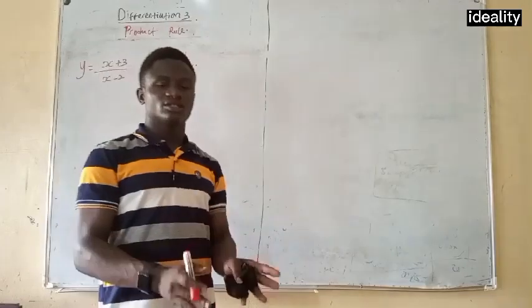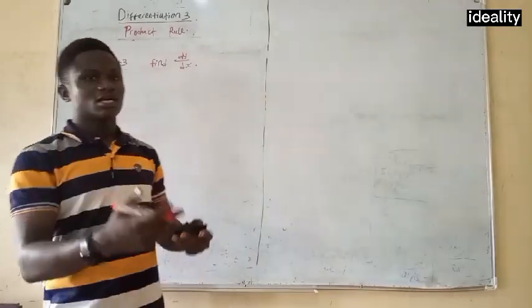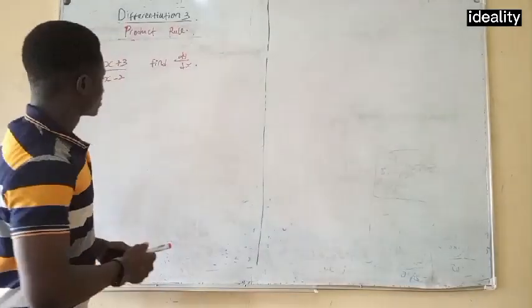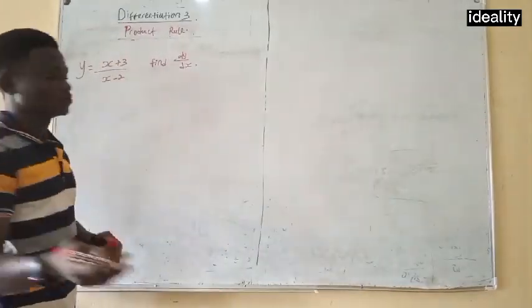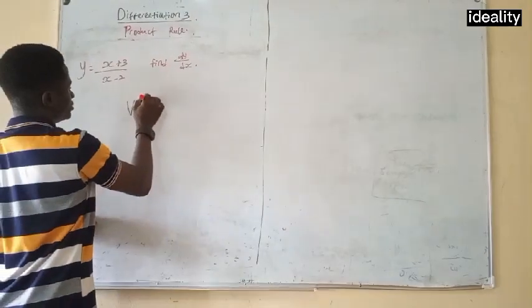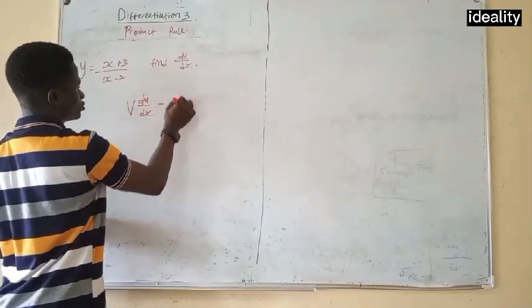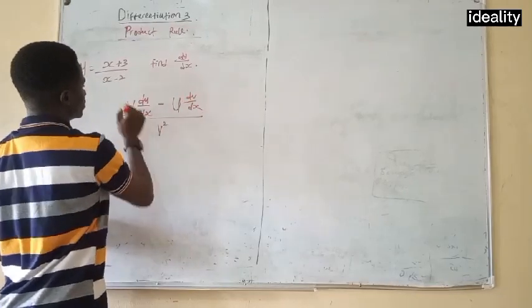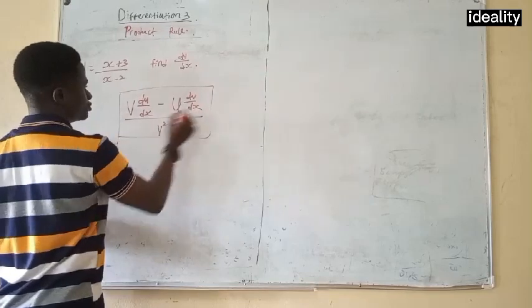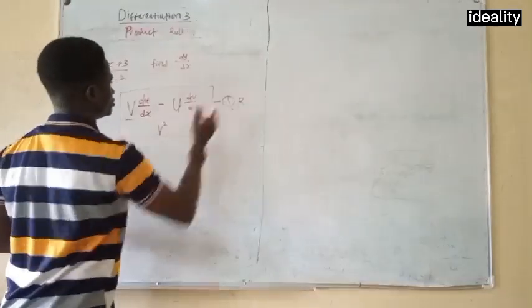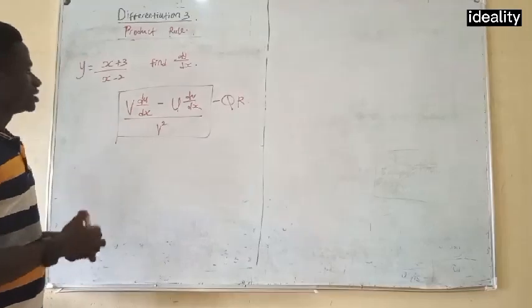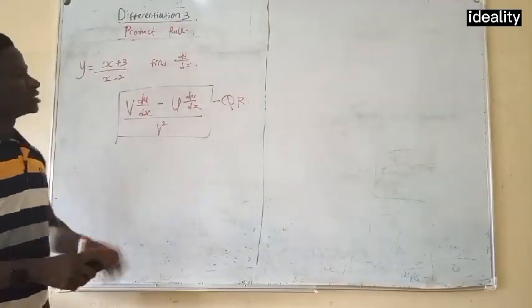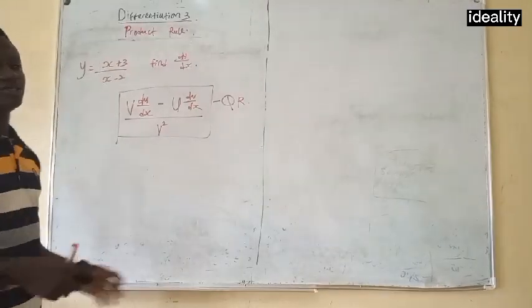What does this quotient rule state? Maybe in one of our videos, I will prove how we get all these formulas for you, if it is required. So the quotient rule states that v du/dx minus u dv/dx, over v squared. This is the quotient rule. Now, using this formula, let's solve this.